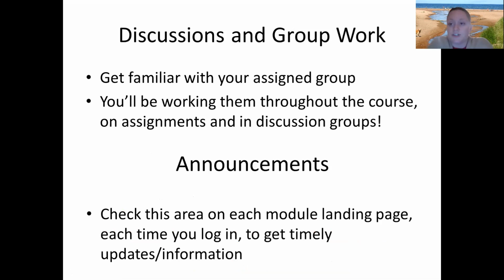As far as the discussions and group work, you are assigned right out of the gate to a group anywhere between group 1 and 14. I'll show you in just a bit where you'll find on the course website what group you're assigned to. Get to know the people in your group. You're going to be with them for the duration of this accelerated cohort, and you're going to be working with them on group work as well. So get familiar with them. Make sure you're actively participating in your discussions and actively participating within the group work as well.